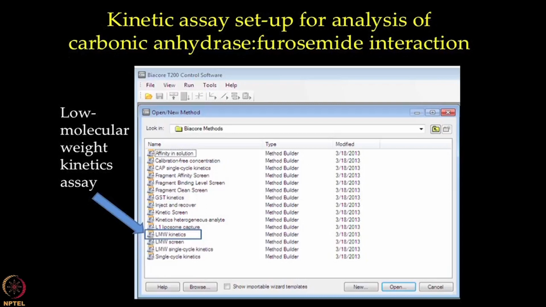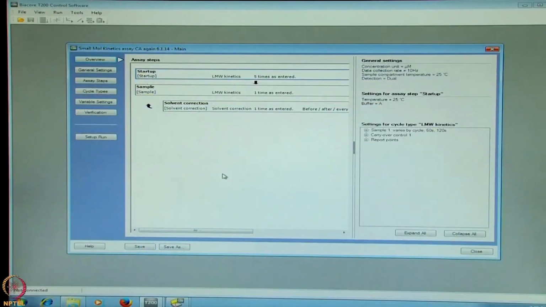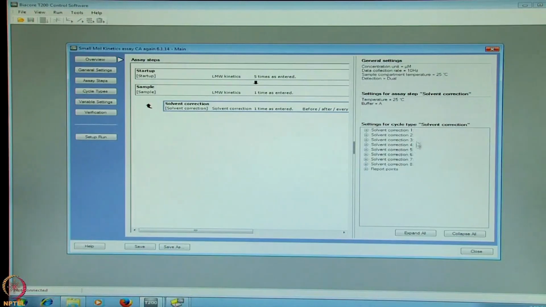With this, we proceed further with setting up the kinetic assay wizard for low molecular weight compounds to study the interaction between carbonic anhydrase and furosemide. We now see how a small molecule kinetic template is set up. Similarly, here as well we have the startup. We have a sample flown at least once on the surface and a solvent correction with 8 different solvent correction points set here.